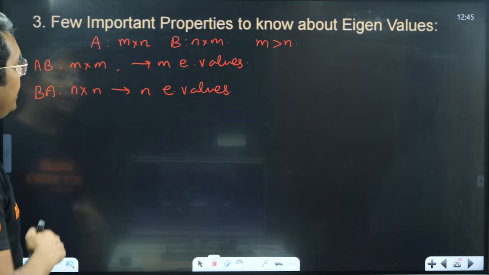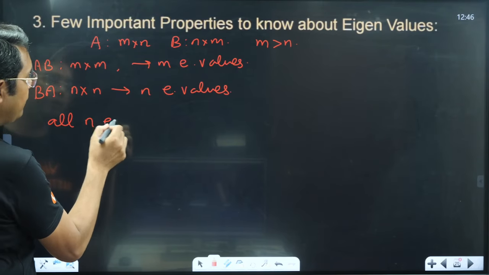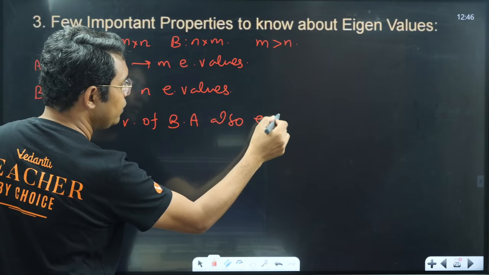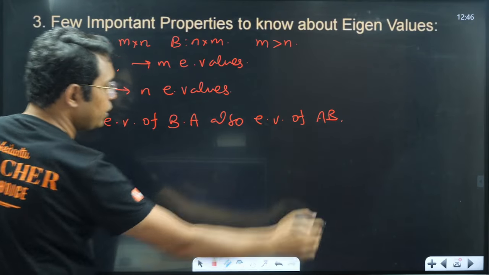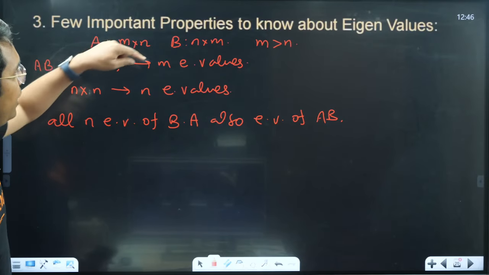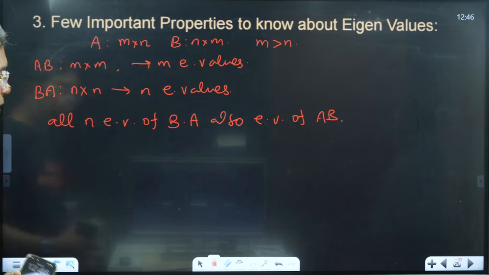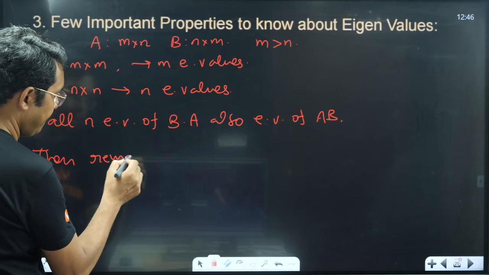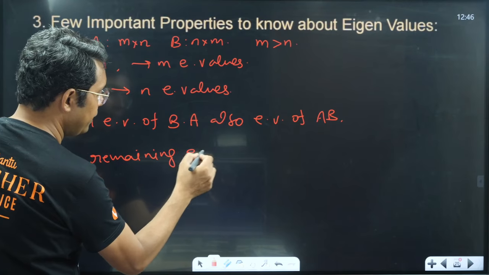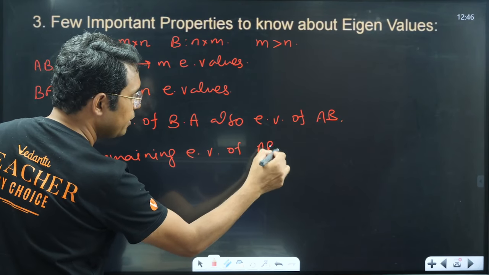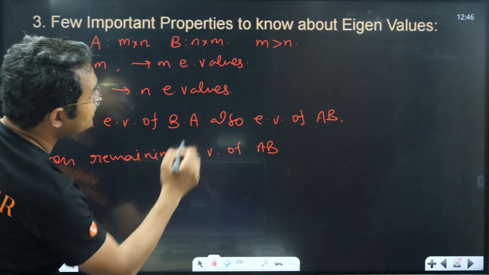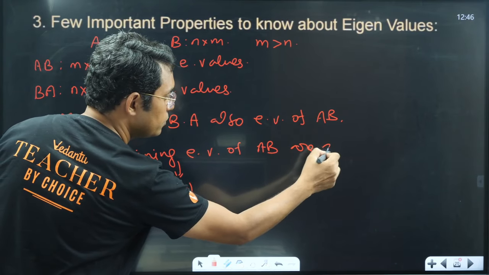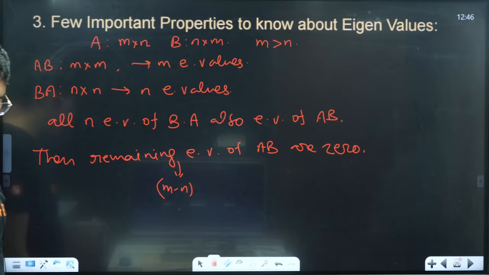Now the interesting thing is that all N eigenvalues of BA are also eigenvalues of AB. But what about the remaining M minus N eigenvalues of AB? Please see, how many remaining values? I think it is M minus N. They all have to be 0, 0, 0, 0, 0.